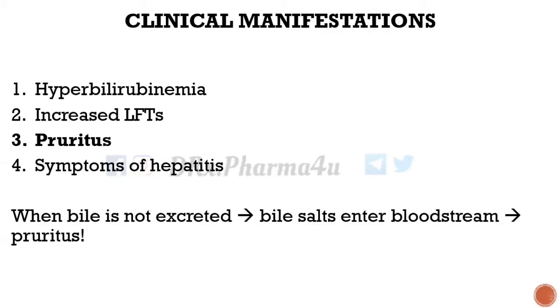So hepatitis symptoms, what are they? Usually it can be yellowish discoloration of skin, sclera, and urine. Then you can have diarrhea as well. You can have anorexia. That means you will not have hunger. So all these things may also happen.